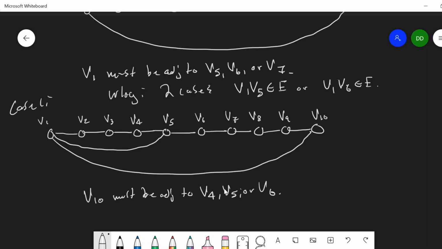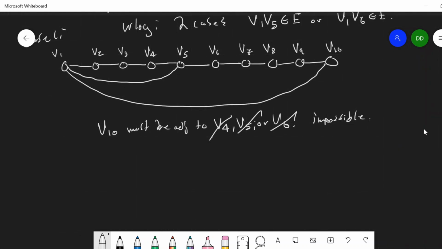In any of those cases, though, if I make it adjacent to V4, I now have a 4 cycle, V1 to V5 to V4 to V10 back to V1, so that's impossible. If I make it adjacent to V5, then I have a 3 cycle, V1 to V5 to V10 back to V1. So it can't be V5. And V6, I also have a 4 cycle, V1 to V5 to V6 to V10 back to V1, and so that can't happen either. I would have a 3 or a 4 cycle in any case. And so let's move on to case 2.